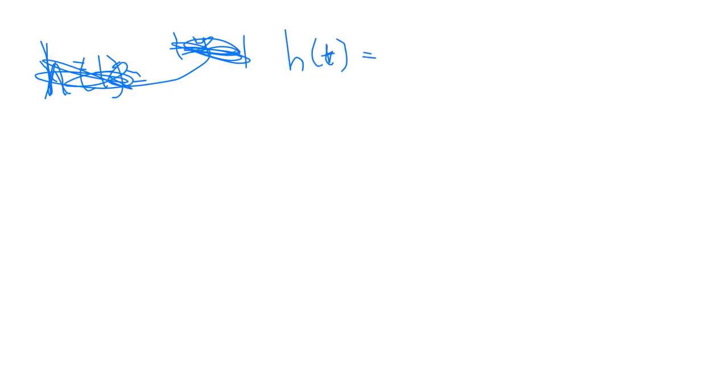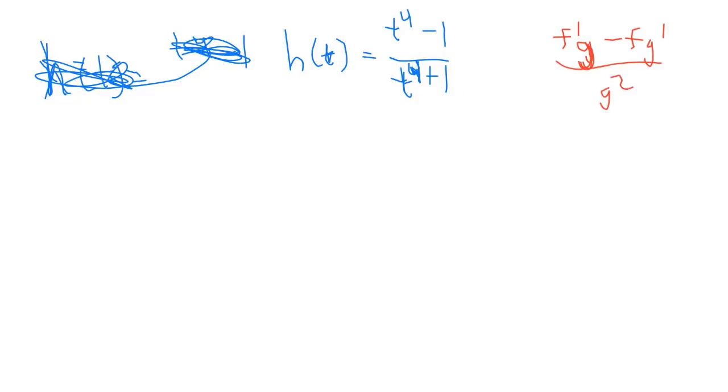And the next one is y equals, h of t equals t to the fourth, I'm going to rewrite that, h of t equals t to the fourth minus 1 over t to the fourth plus 1. So whenever you see fractions, you want to do quotient rule, which if we recall is f prime g minus f g prime over g squared.